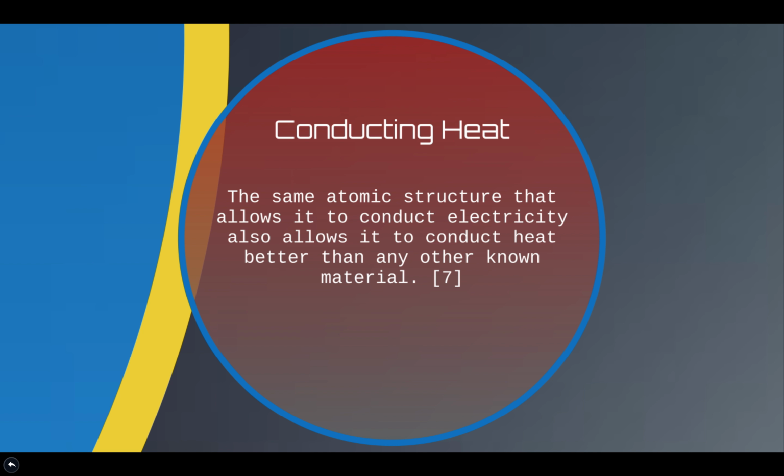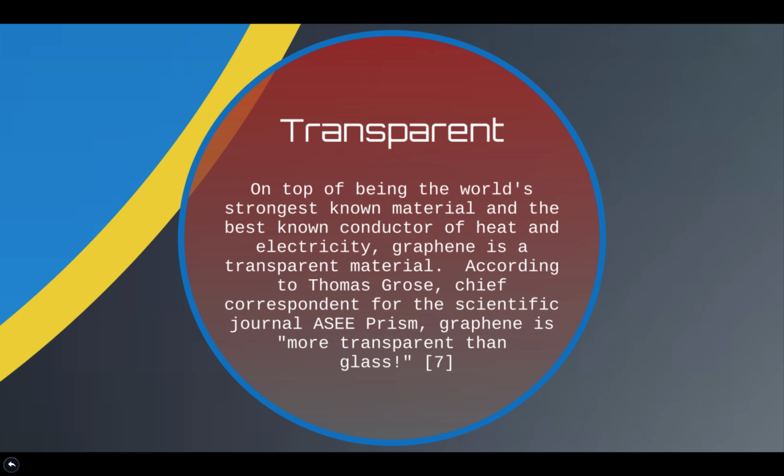Graphene also conducts heat better than any known material. Now, not only is graphene the strongest material and the best conductor of heat and electricity, but it is also more transparent than glass.